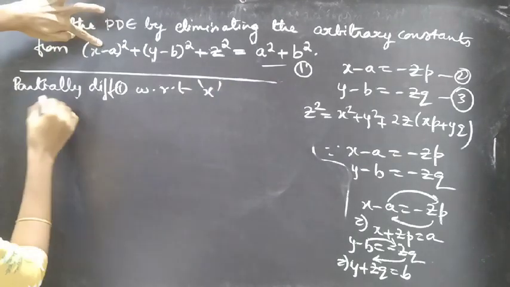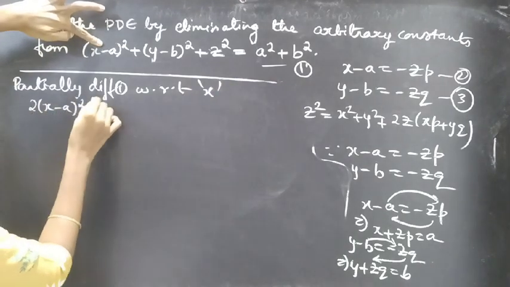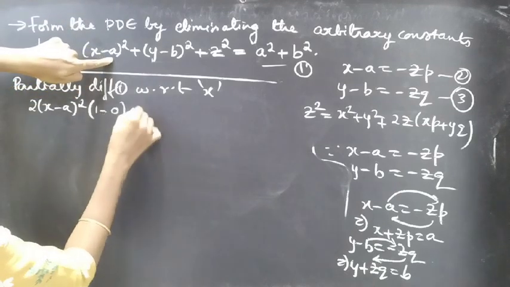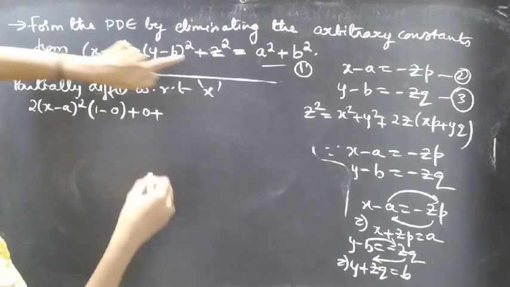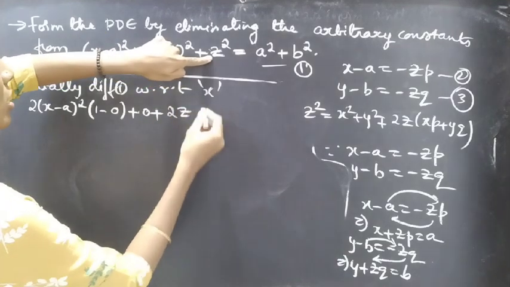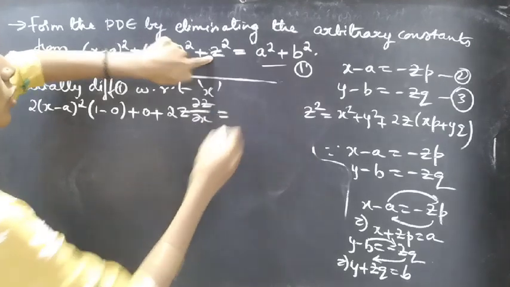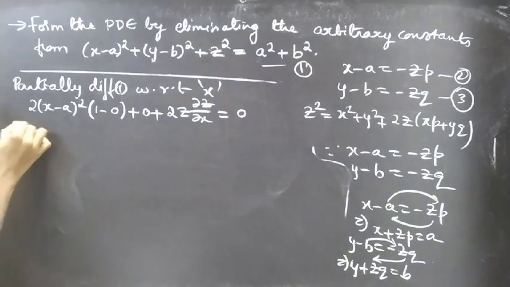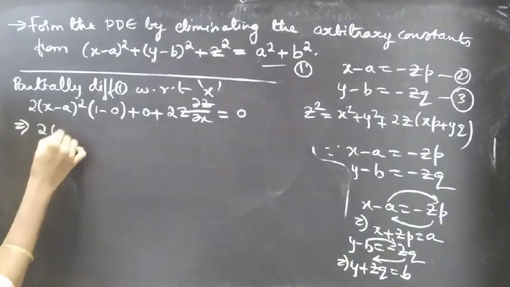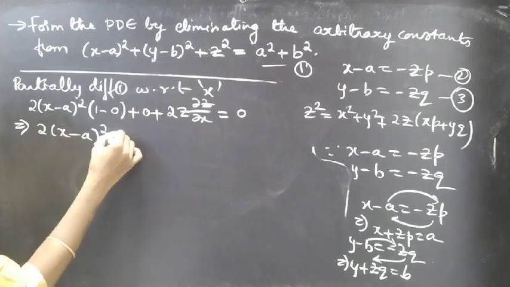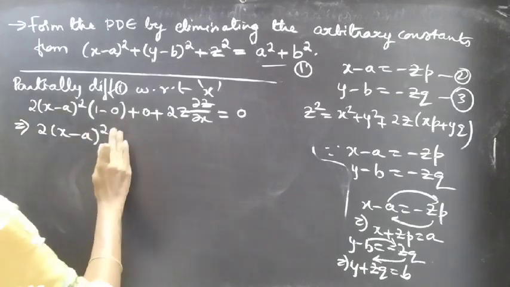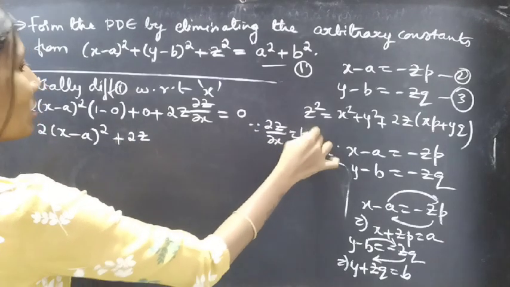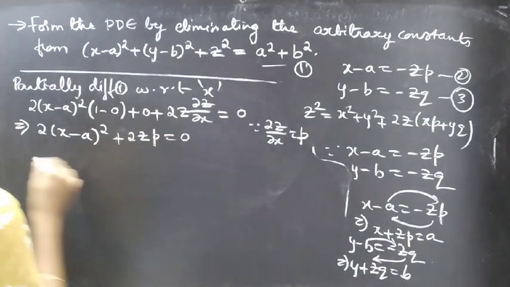Partial derivative of (x minus a) whole square is 2 times (x minus a) into the inner derivative. Partial derivative of x with respect to x is 1, minus partial derivative of a constant with respect to x is 0, plus partial derivative of a constant is 0, plus partial derivative of z square with respect to x is 2z into dou z by dou x, equal to partial derivative of constants with respect to x, which is 0. And this gives us 2 times (x minus a) into 1 is 2 times (x minus a), plus 2z into, since we have dou z by dou x equal to p, let's replace it by p. You'll get 2zp equal to 0, right?